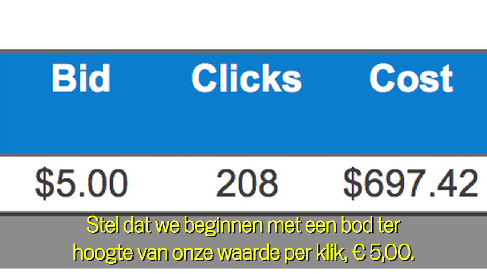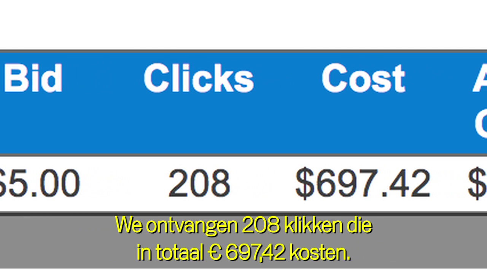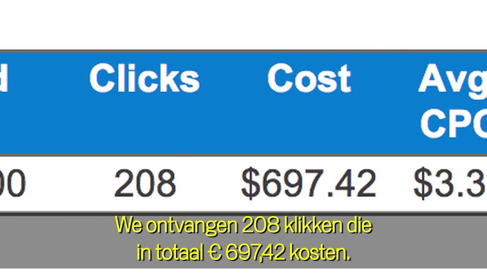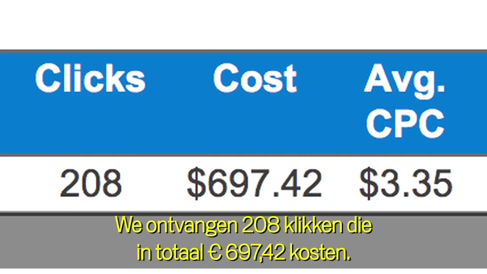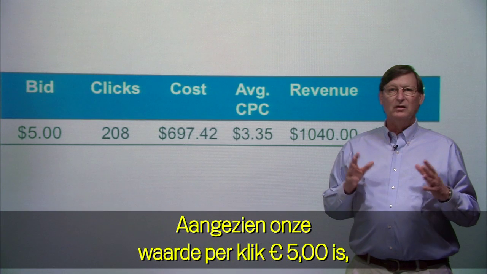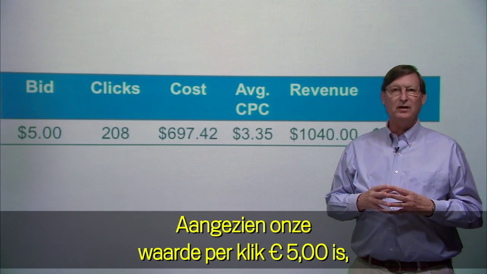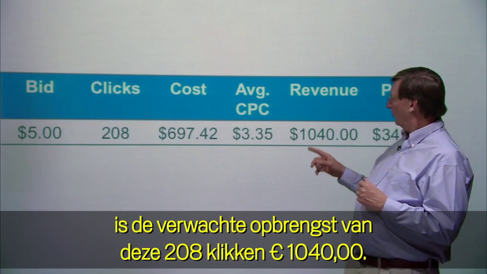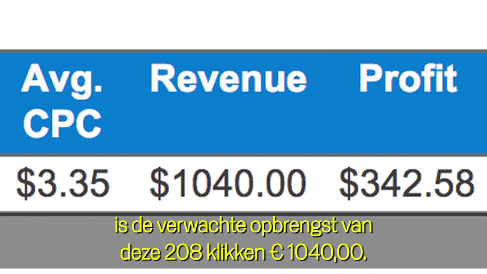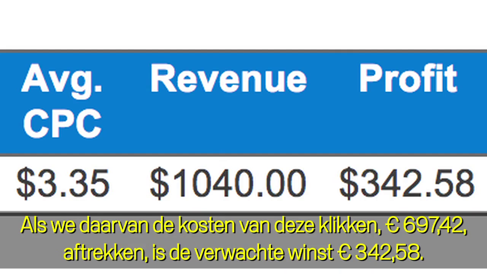Suppose we start out bidding at our value per click, $5. Here we get 208 clicks at a total cost of $697.42. Since our value per click is $5, the expected revenue from those 208 clicks turns out to be $1,040. We subtract the cost of those clicks, $697.42, to get our expected profit, $342.58.